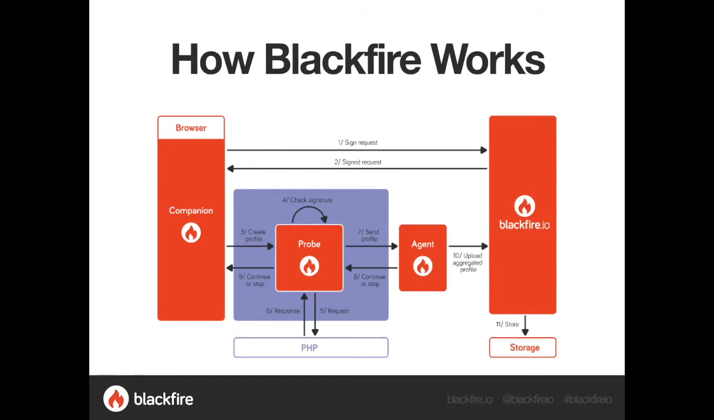The agent actually lives outside PHP, so that the probe can offload the raw data as quickly as it can so that it doesn't have as big of a performance impact on other requests. And then the agent is responsible for uploading it to the Blackfire servers. The other piece that most people are going to be interacting with on a regular basis would be the companion. In this case, it's either something like our browser extension or a command line application. It's the thing that actually tells the probe that, hey, this request or this execution needs to be profiled.